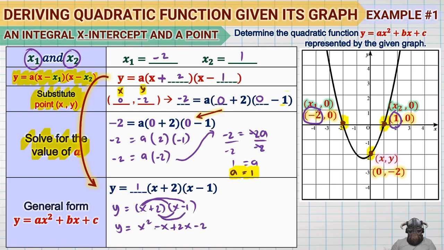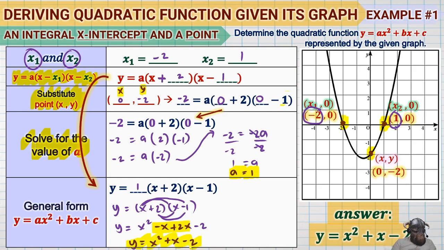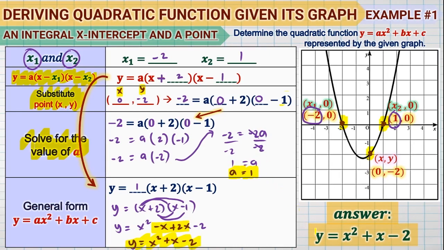Then all we need to do is to add these two similar terms. We will now have Y is equal to X squared, negative X plus 2X is plus X na lang. Plus X then minus 2. So as you can see, lumabas na yung sagot dito. So the answer will be Y is equal to X squared plus X minus 2.